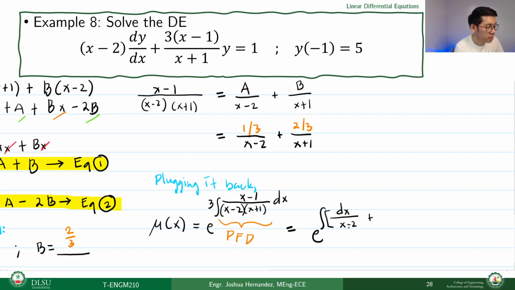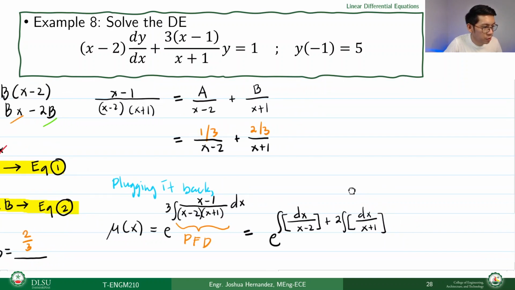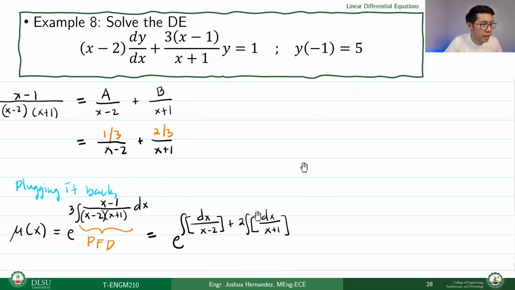plus 2 integral of dx over x plus 1. Yan. So, further expanding this, we'll get mu of x to be equal to, we have du over u. This is ln u. So, if u is x minus 2, then du is simply dx. So, pwede na itong e raised to ln, shortcut ko na, x minus 2.